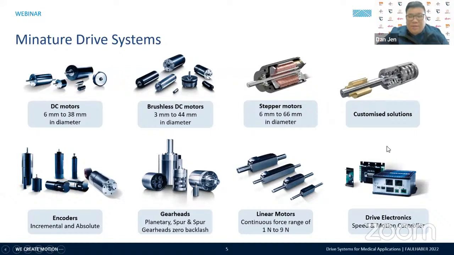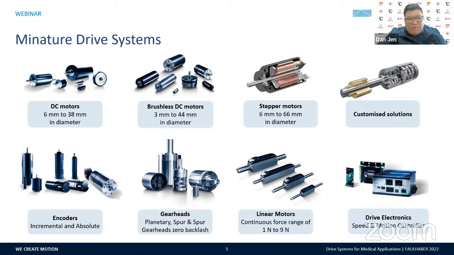Also, we have customized solutions whereby we will convert the rotary motion action to linear motion using lead screws or linear components. Apart from linear components, we also have multiple options for the motor itself, such as special lubrication for space applications, or even a special cutout on the shaft of the motor, or even the gear head.